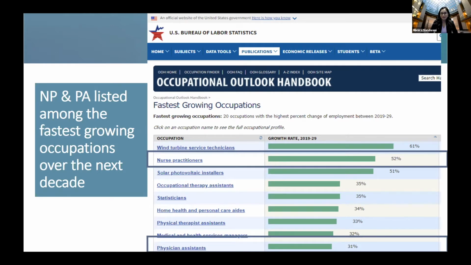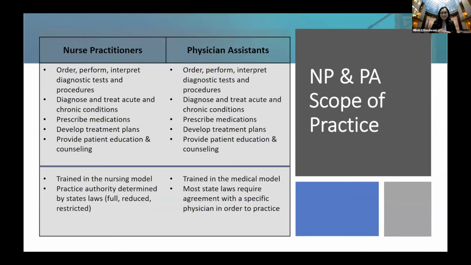With this increasing demand for gastroenterology care, lack of supply of gastroenterologists, and the growth you can see here of advanced practice providers, APPs really provide an option for expanding digestive care to our patients. I wanted to review a little bit about NP and PA scope of practice. In practice, NPs and PAs function very similarly. We can order, perform, and interpret diagnostic tests and procedures. We can diagnose and treat acute and chronic conditions. We can prescribe medications. We can develop treatment plans and provide patient education and counseling.